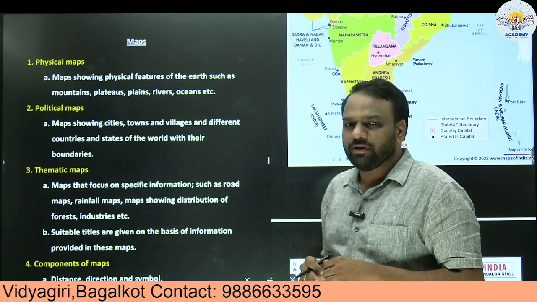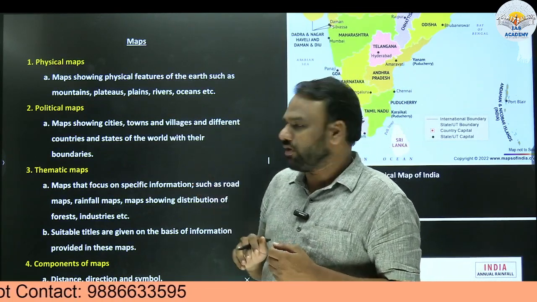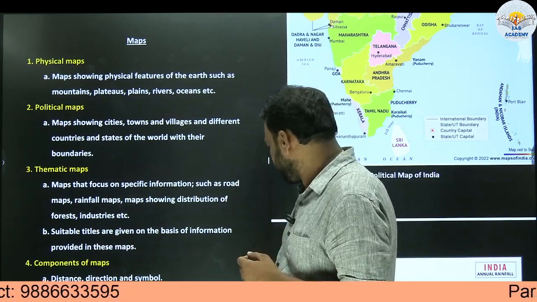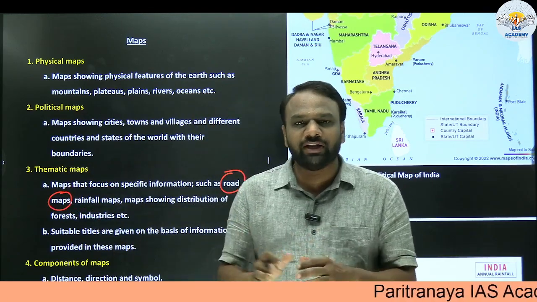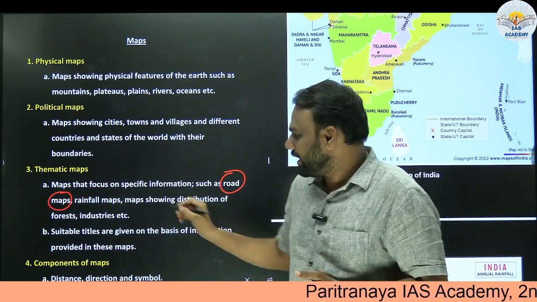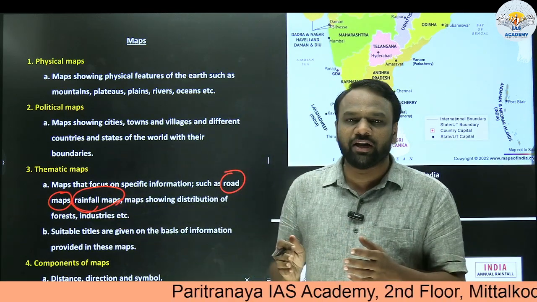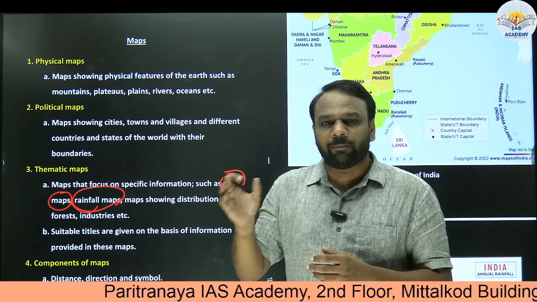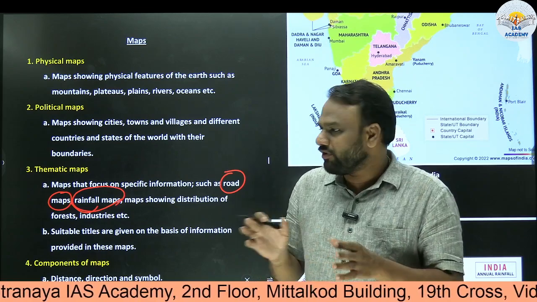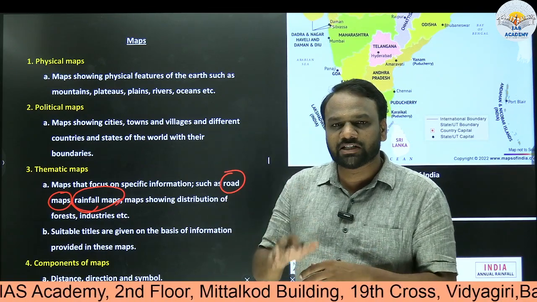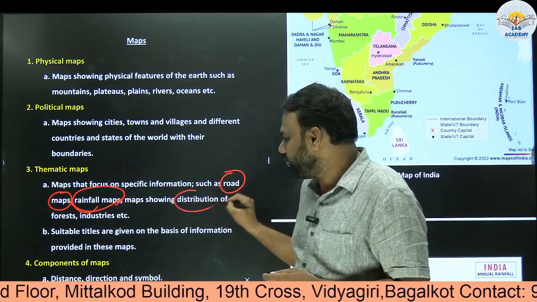So what are these thematic maps? They focus on a particular theme. For example, maps that focus on specific information such as road maps. We may have a map which will show all the national highways of India. Next, it may show rainfall maps. In rainfall maps, we may get information like which part of a particular place receives more rainfall, and which part receives less rainfall. So rainfall distribution may be shown with the help of a map, and such a map we call a thematic map.